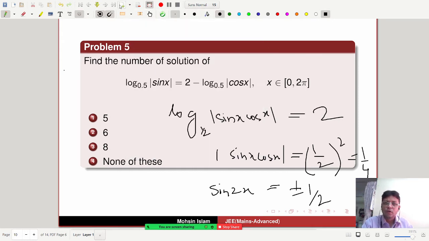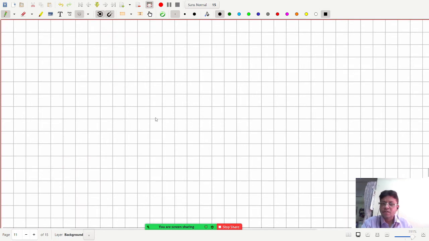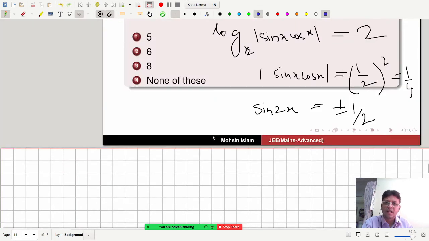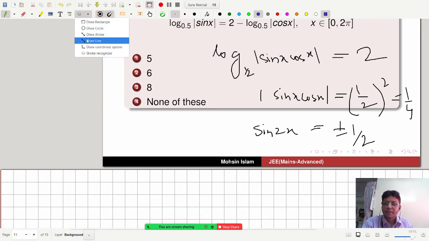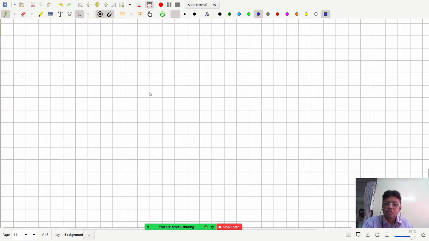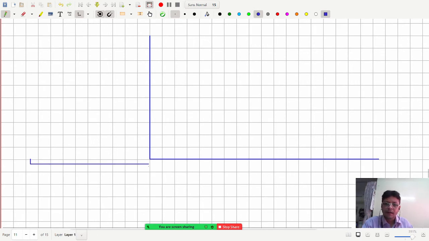That's it. So let us add a page and let's draw the graph. Once again, it is sin 2x. You have to draw the graph of sin 2x, and it equals plus minus half. So let's draw the graph. Let us draw the coordinate axis. Okay, that's a coordinate axis.